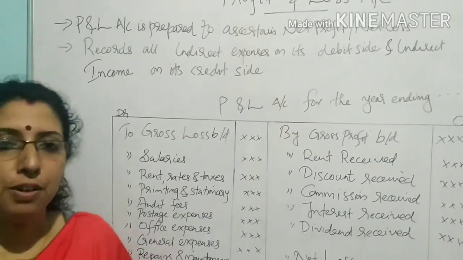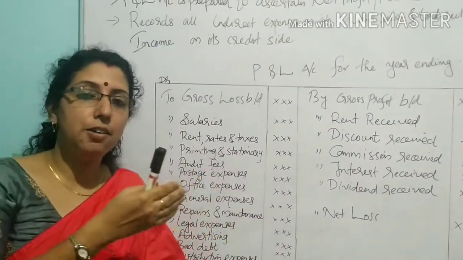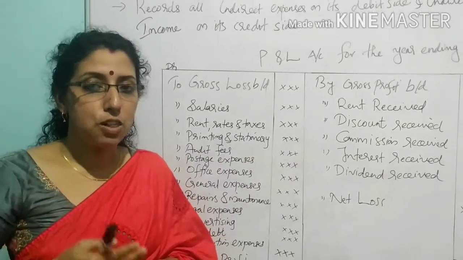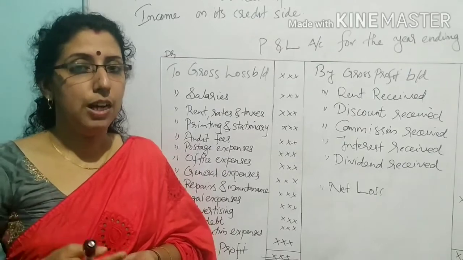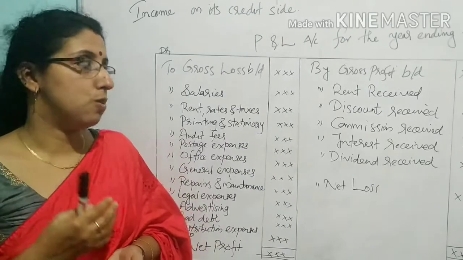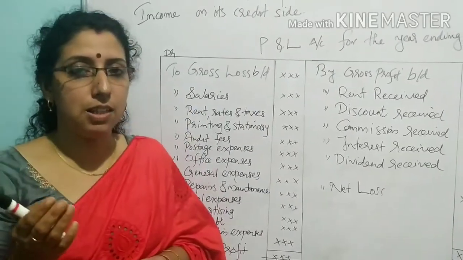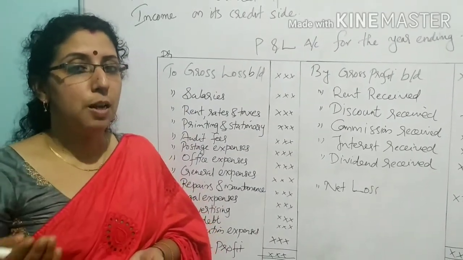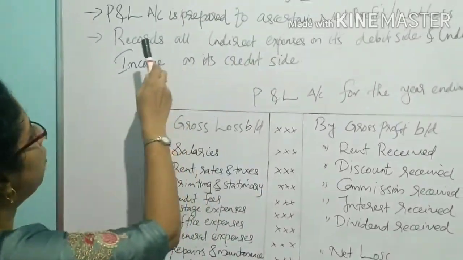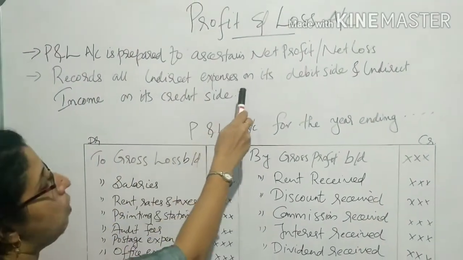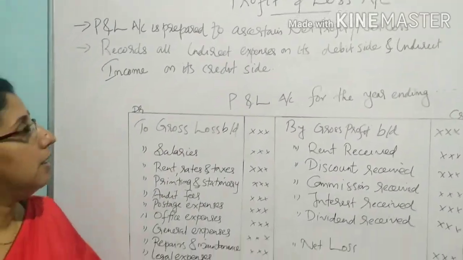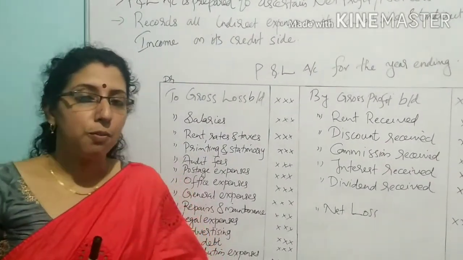Then, profit and loss account is usually prepared as a continuation of a trading account. The trading account gives us either gross profit or gross loss. So, in order to prepare profit and loss account, we need either gross profit or gross loss. That means profit and loss account starts with the gross profit or gross loss brought down from our trading account. Okay. Then, this profit and loss account records all indirect expenses on its debit side and indirect income on its credit side. This is the main peculiarity of a profit and loss account.